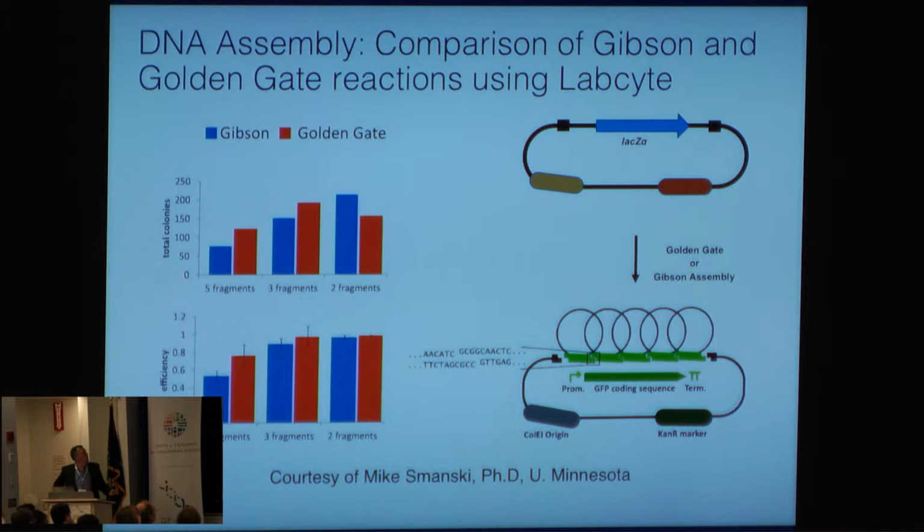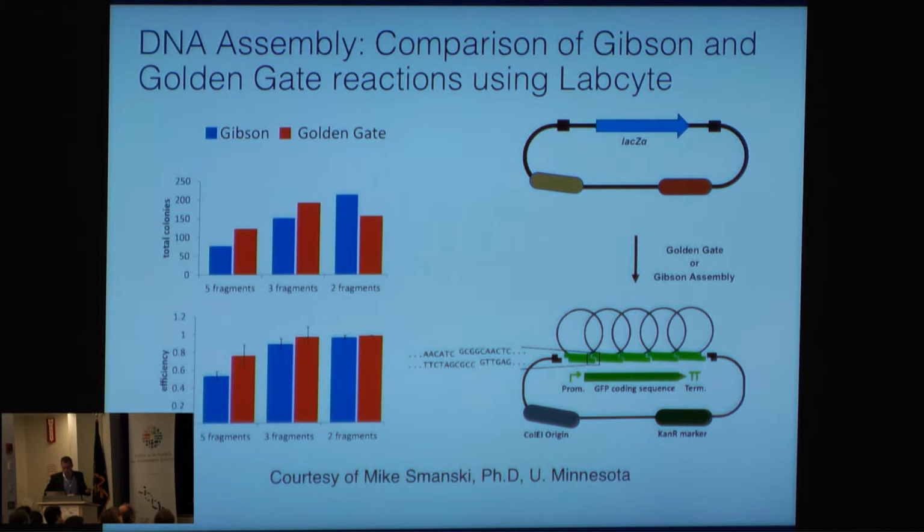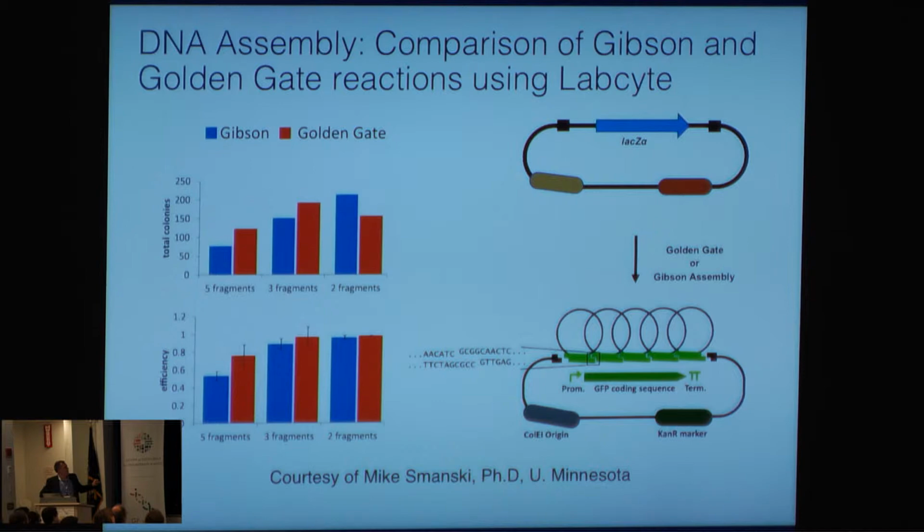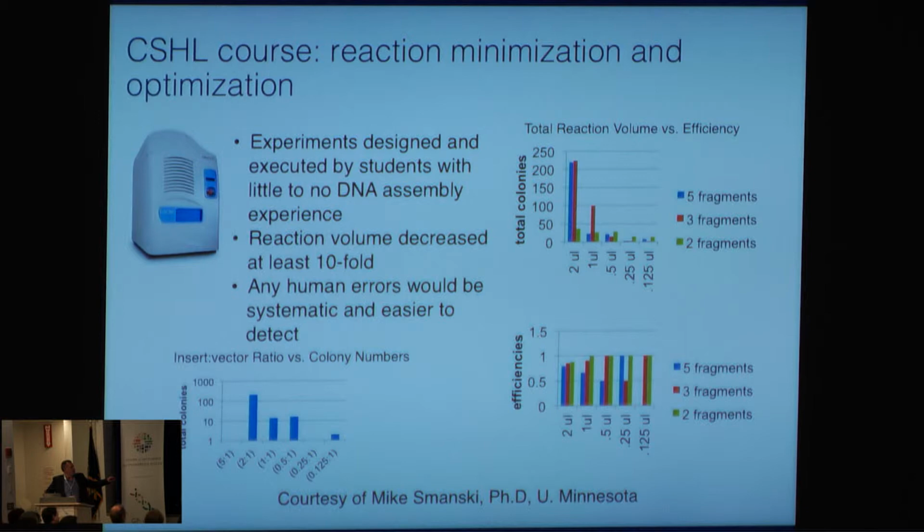So in Mike's module, the students compared Gibson and Golden Gate assembly using the Echo and were able to get colonies from 2, 3, or 5 fragments with high efficiency. And they were also able to miniaturize the reactions down to about a 250 nanoliter reaction with high efficiency at five fragments, putting them together. This is fairly routine if you are a DNA foundry, but these were students with little to no assembly experience. So they were able to knock this out, and using something like Golden Gate, they were able to permute the elements at will, given our ability to dispense from any well to any well.